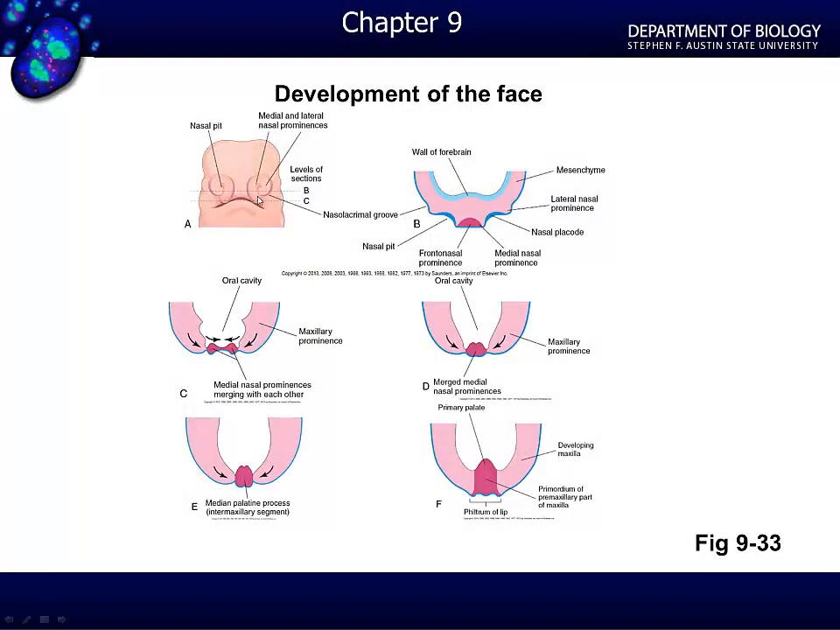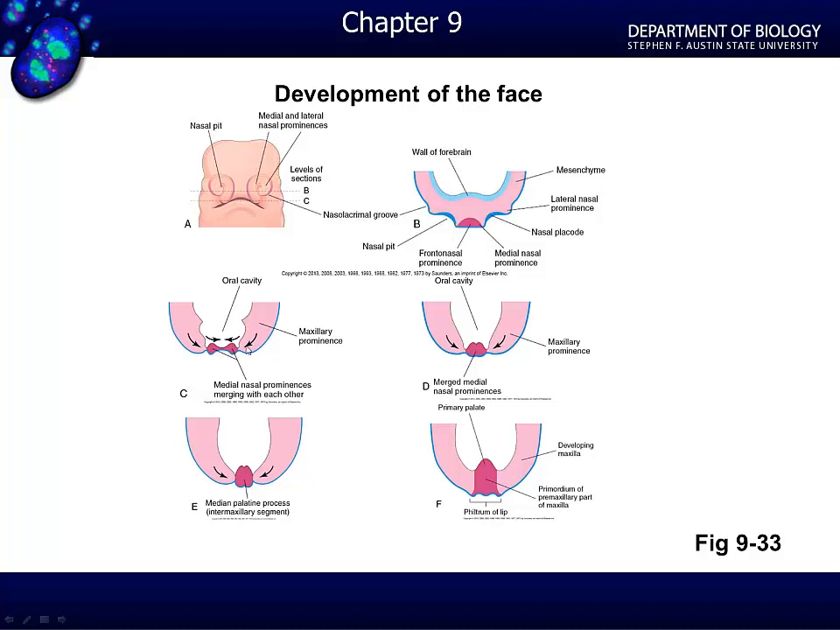Here we have our labial groove. We have our nasolacrimal groove on the outside. Here are our medial and lateral nasal prominences, with the maxillary prominence pushing. And as we push it together, here we see our two nasal pits. Here we see what they're calling the frontonasal prominence. This is just the tissue between. And then we have our medial nasal prominences bordered here.